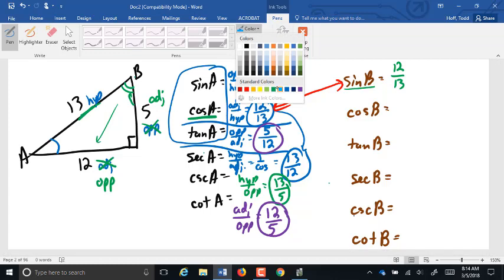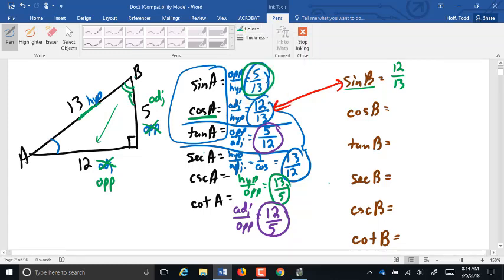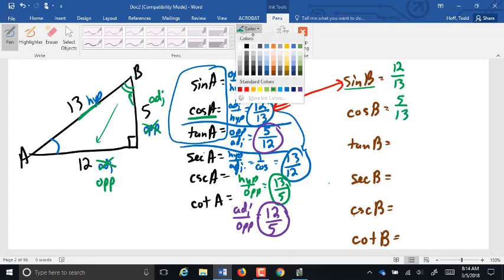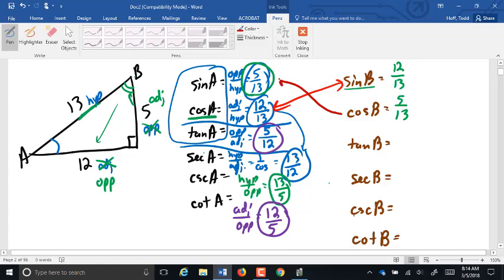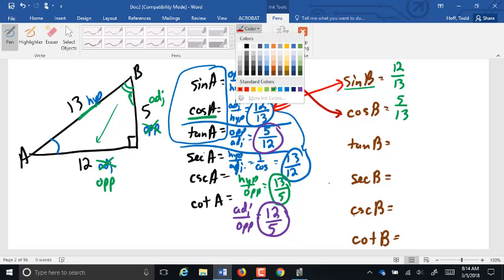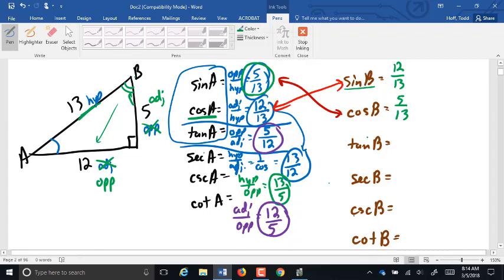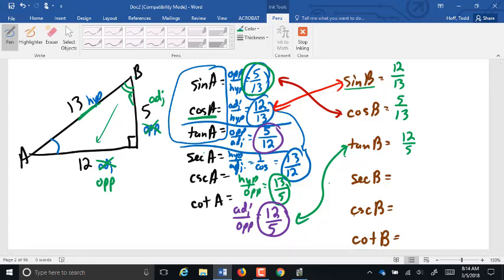Cosine of B. Remember, cosine is adjacent over hypotenuse. Well, adjacent now is the 5. Hypotenuse is still 13. Notice that and the sine of A are the same. Tangent of B. Tangent is opposite over adjacent. The opposite side is 12. The adjacent side is 5. Notice tangent of B is equivalent to the cotangent of A. Cotangent still means tangent of the complement. So since A and B are complements, the cotangent of A equals the tangent of B.